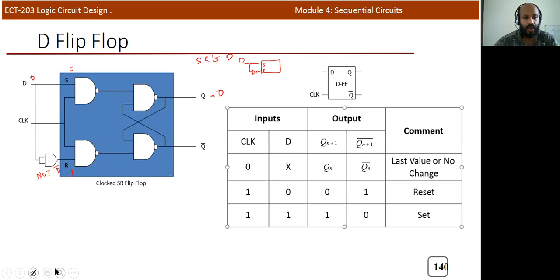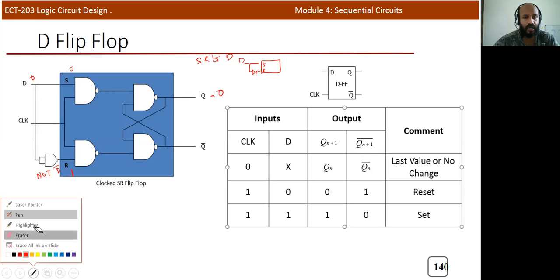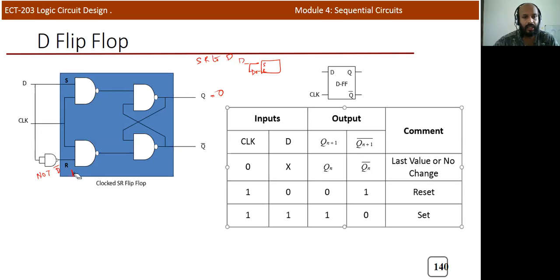And the other case: if D is equal to 1, S is equal to 1 and R is equal to 0. In this particular case, it's a set condition, so definitely Q will be equal to 1. All other working is the feedback condition, which we can explain from the previous knowledge. Okay, this is a D flip-flop.